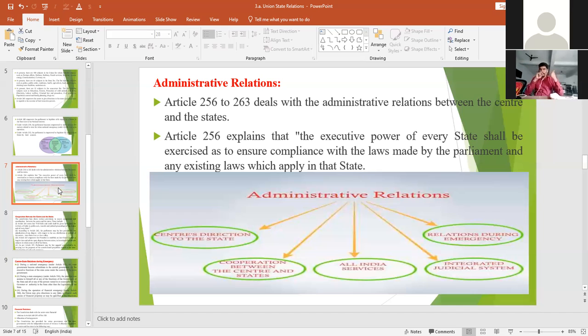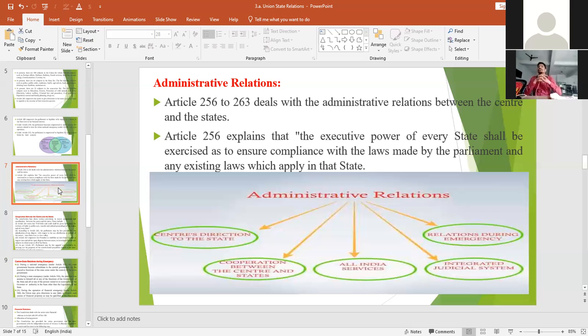For example, we have Smita Sabharwal. She does not belong to Telugu, and the present chief secretary Somesh Kumar is not Telugu. He is an Oriya. So like that, they are All India Services people, and then the integrated judiciary system.